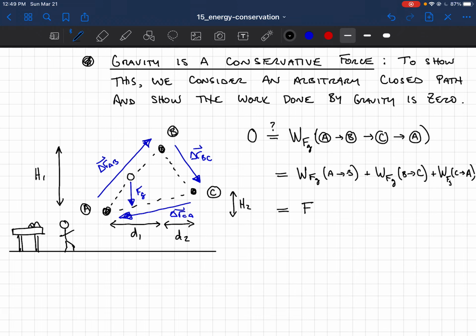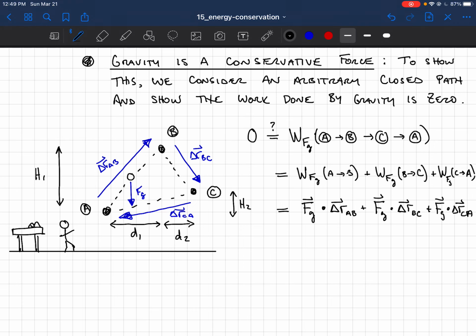The work is the dot product, or the scalar product, of the force vector with the displacement vector. And when going from A to B, we mean delta RAB. When going from B to C, we mean delta RBC. This is the force of gravity. And then from C to A, we have the force of gravity dotted together with the displacement from C to A. Now we want to calculate those. So let's take a look.